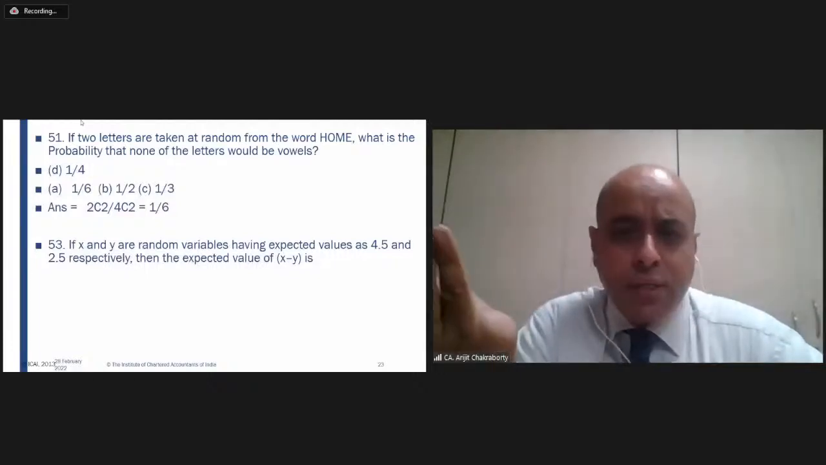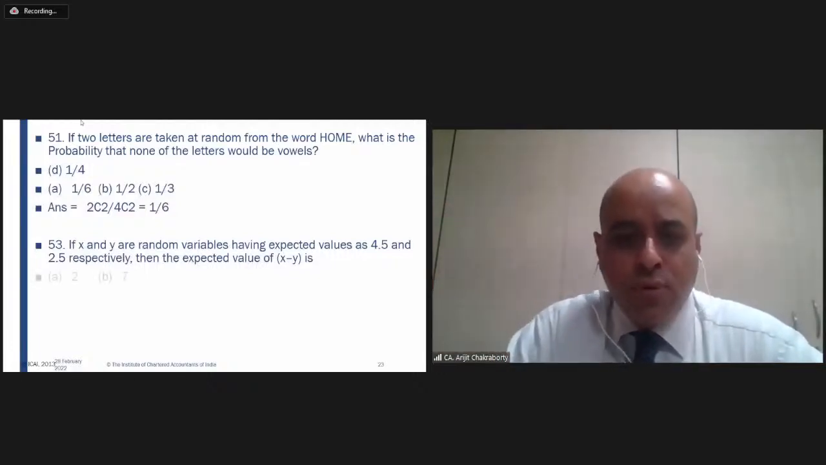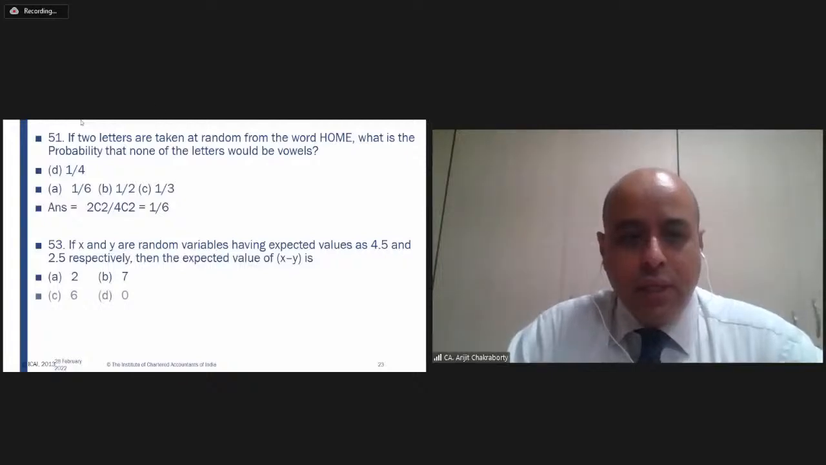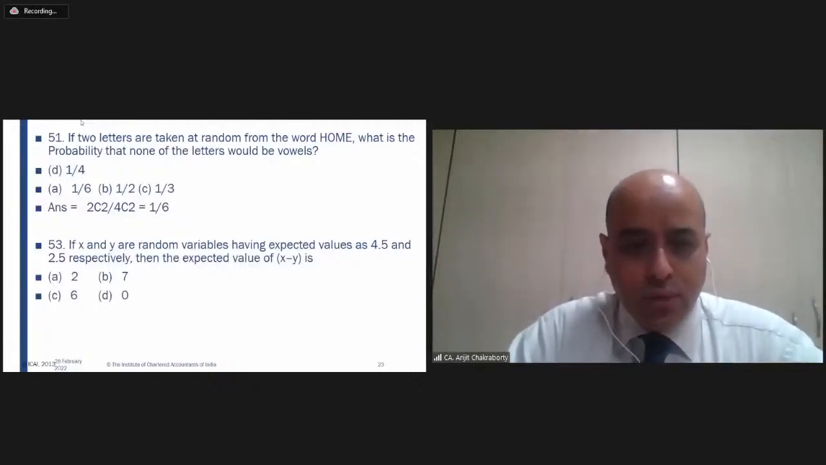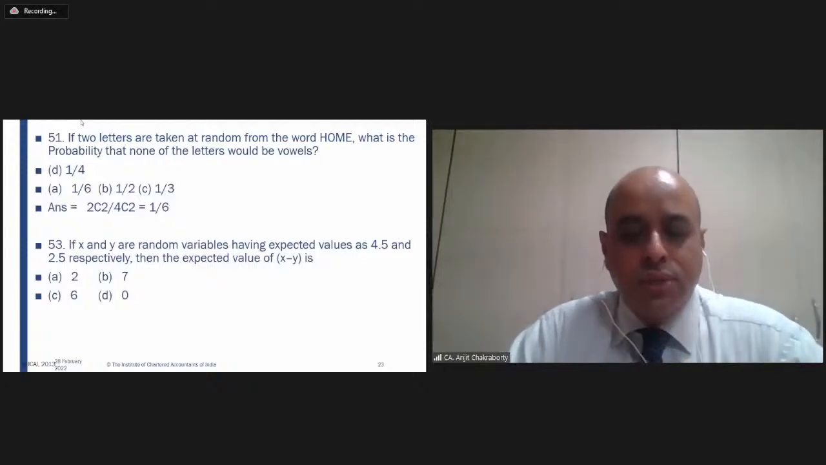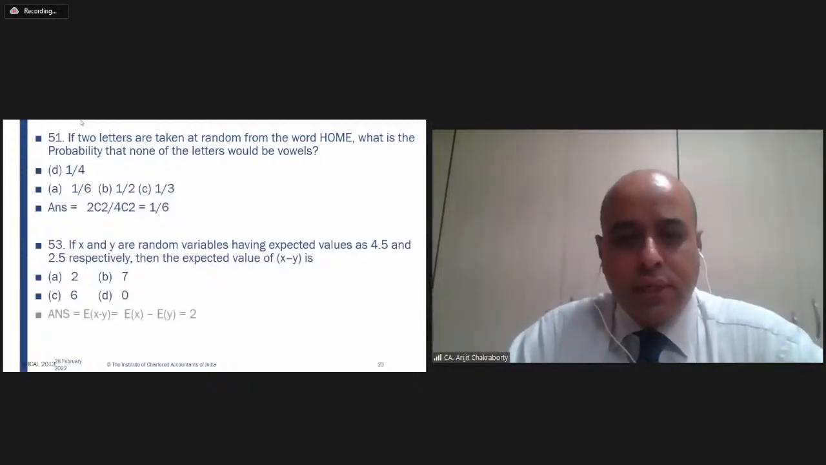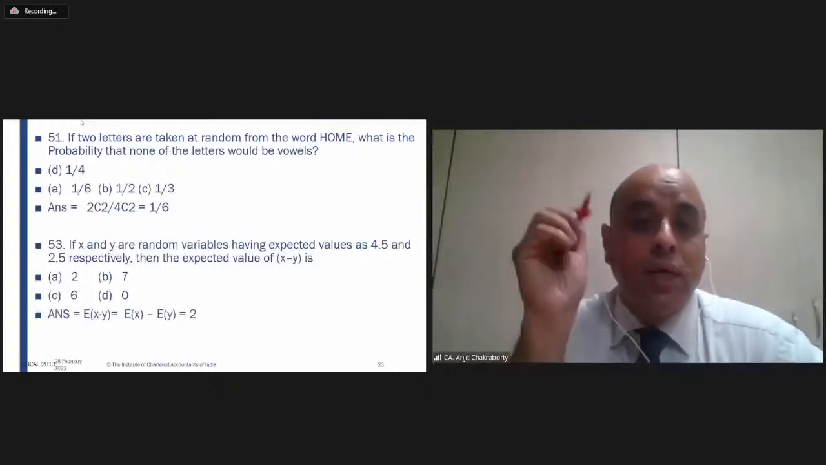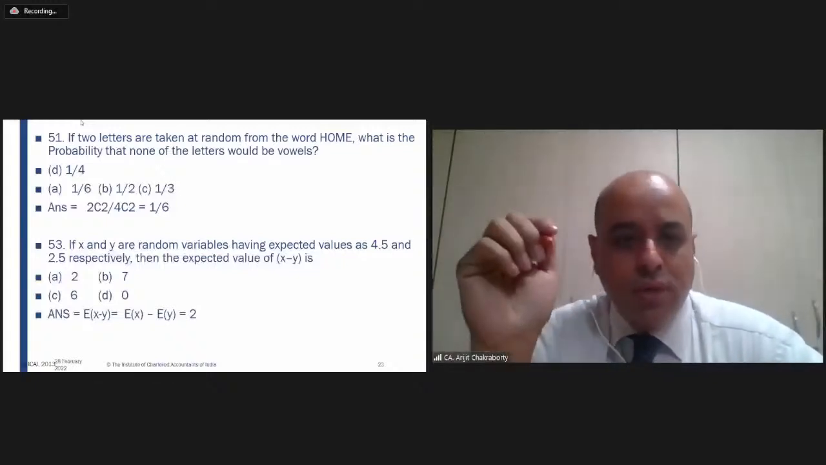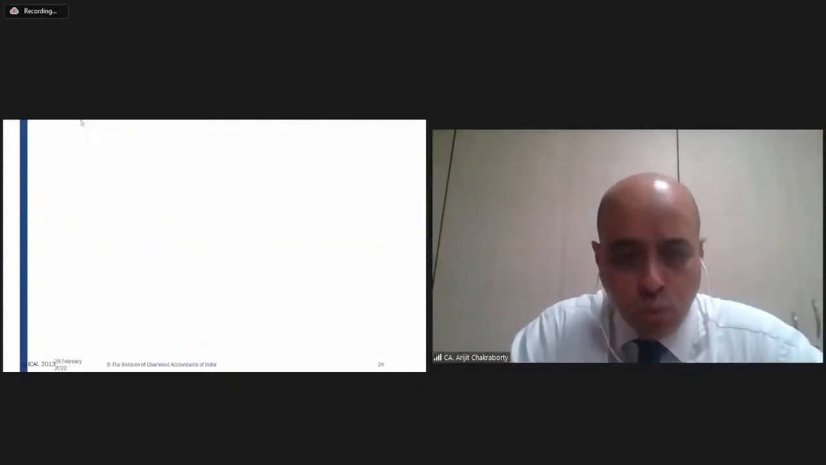We just subtract these two. So it is 4.5 minus 2.5. Let's see the options: 2, 7, 6 or 0. So you can easily get the answer. The correct answer is E(X minus Y) equal to E(X) minus E(Y), that is 4.5 minus 2.5. So the correct answer is 2.